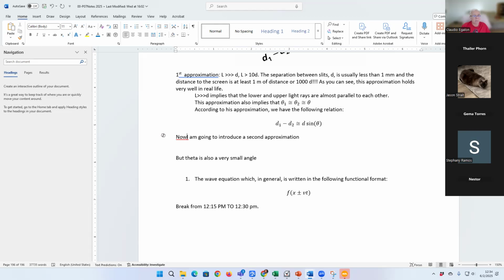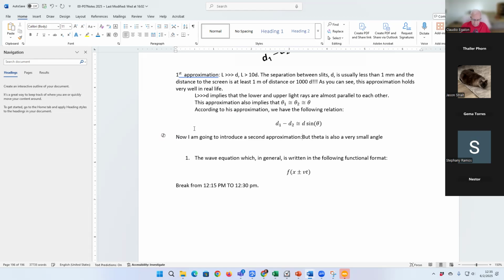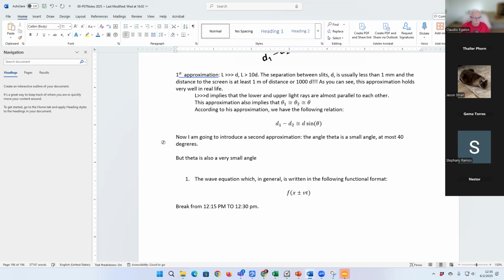Let's keep track of all the approximations, so we don't lose track of them and we are convinced that they work well. The second approximation is that the angle theta is a small angle. And by a small angle, I mean at most 40 degrees. That's what I mean by small.